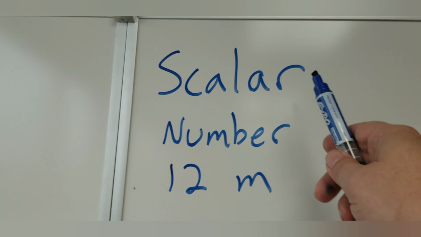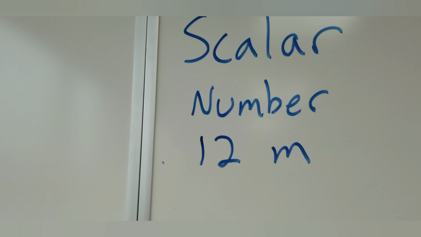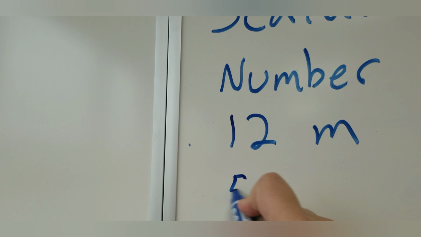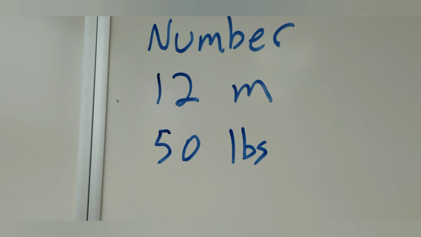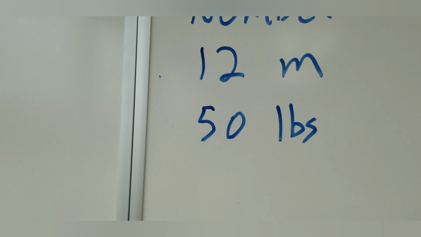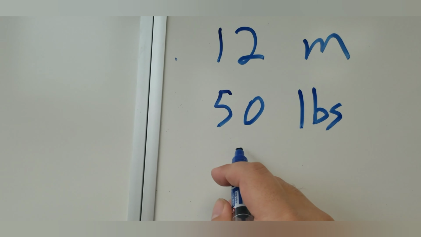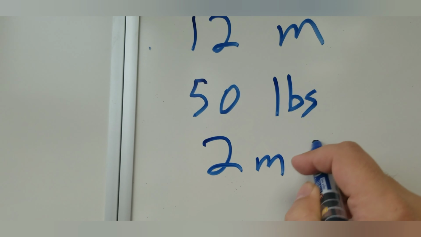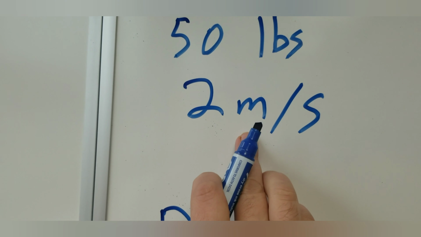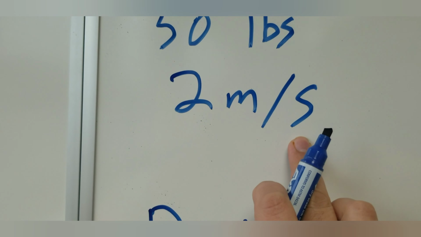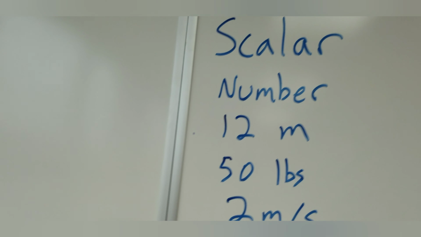One way is scalar. That's where you just have a number. 12 meters is a scalar measurement. Or 50 pounds. That's a scalar measurement. It's just a number. You have a unit of measure. Pounds, meters, even speed. So if I was walking at 2 meters a second, that's the speed. How far was I walking in meters, and how are we measuring it in seconds? So 2 meters a second is a speed, and it's a scalar measurement.